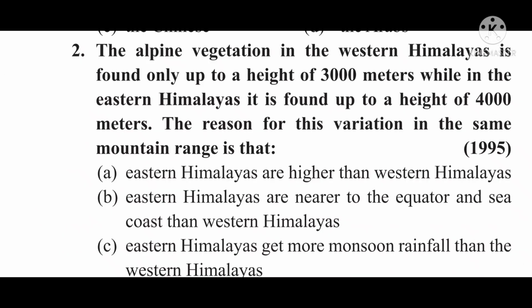Next question is, the alpine vegetation in the western Himalayas is found only up to a height of 3000 meters, while in the eastern Himalayas it is found up to a height of 4000 meters. The reason for this variation in the same mountain range is that, we all know, in the summer season, the southwestern monsoon brings a lot of moisture from the Bay of Bengal and Arabian Sea. The monsoon wind hits the Himalayan mountain and it receives a heavy amount of rainfall. The eastern part of the Himalayan mountain receives more rainfall than the western part.